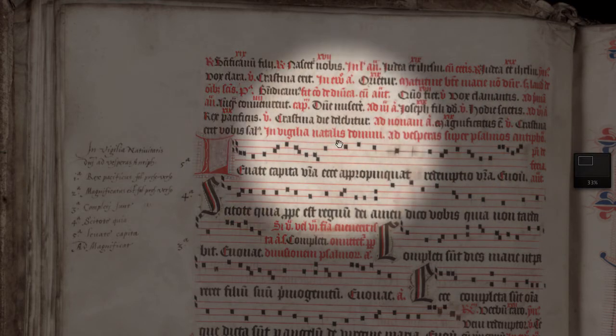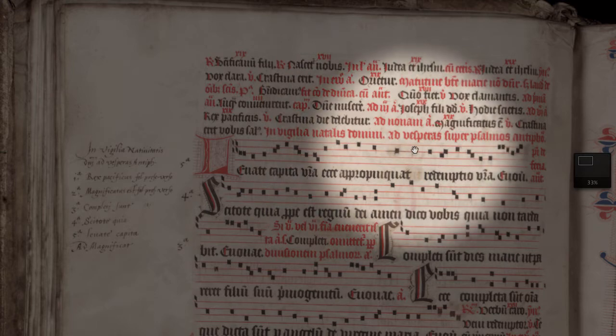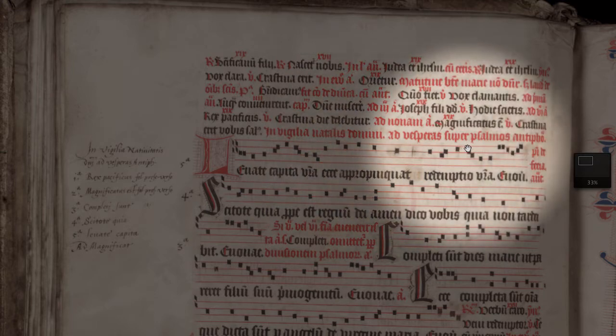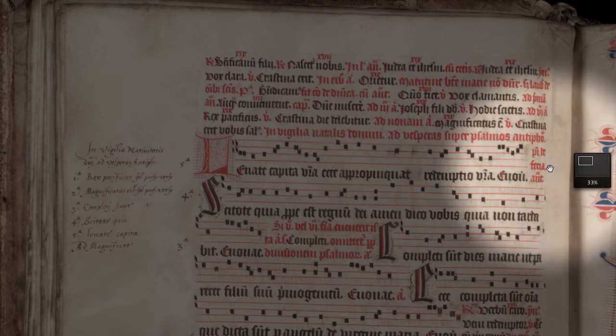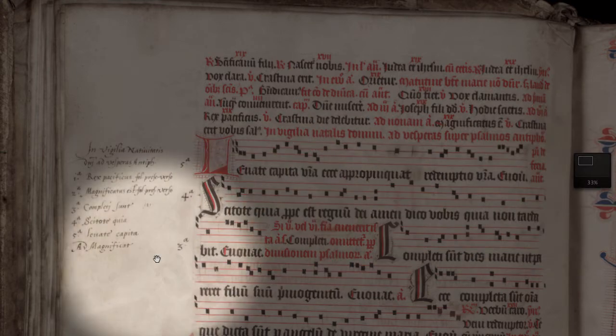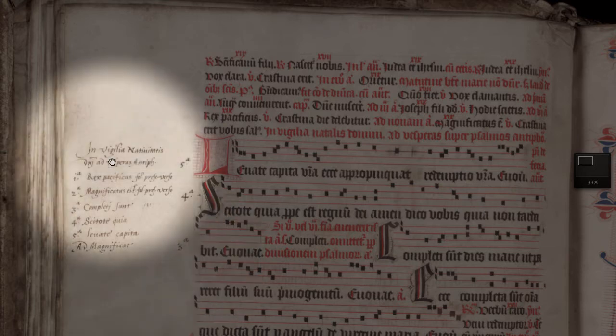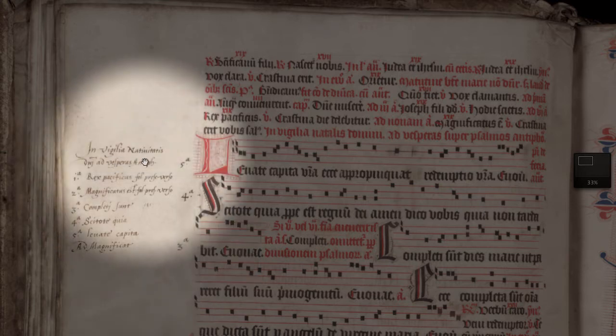In vigilia natalis Domini, so on the day before or the evening before Christmas, and at vespers, with the psalms to be sung, you will sing these antiphons, which actually are taken from the feria, from the days of the week. The margin here has an interesting reordering of the vespers of the Vigilia Nativitatis.